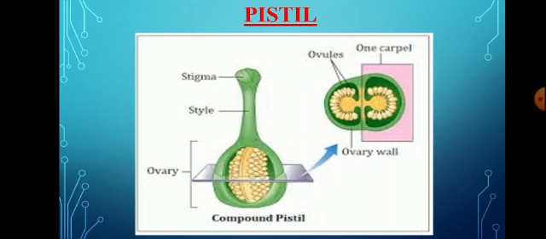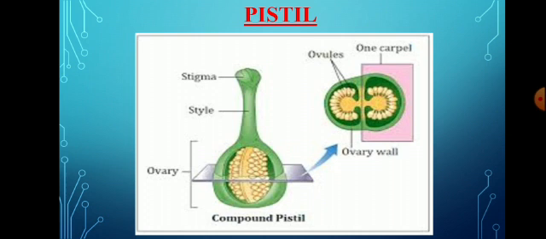The ovary contains small bead-like structures which are called ovules. You see the picture, the cross section is here. Many ovules are seen, arranged like beads. I will explain the pistil once more.